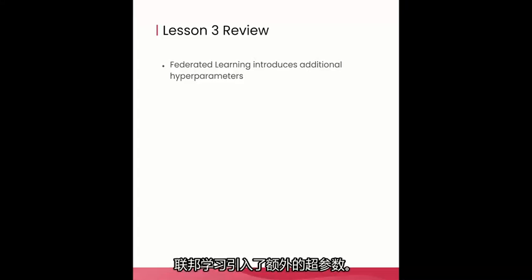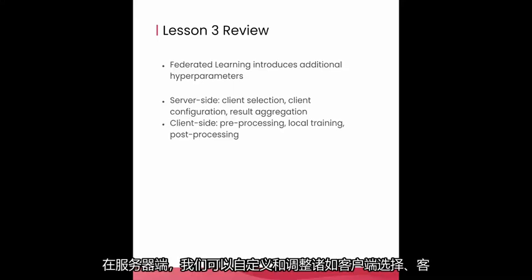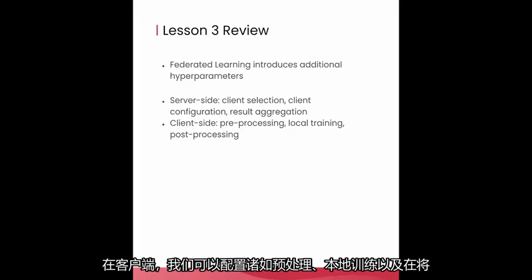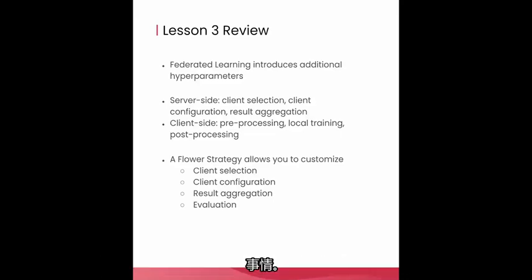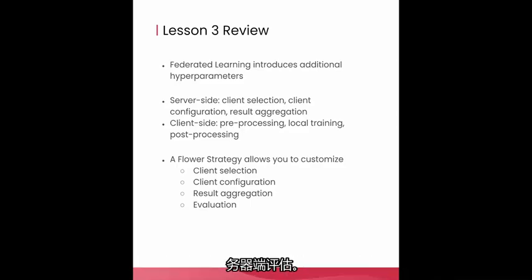Let's review lesson 3. Federated learning introduces additional hyperparameters. It introduces additional concepts that are important to control the training process. On the server side, we can customize and tune things like client selection, client configuration, and result aggregation. On the client side, we can configure things like the pre-processing, the local training, and any kind of post-processing we want to do on the weights before sending them back to the server. A Flower strategy allows you to customize all of those things that we talked about on the server side. It allows you to customize client selection, client configuration, result aggregation, and server-side evaluation.